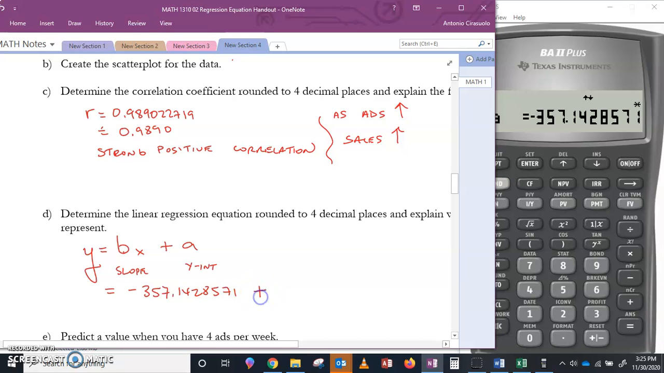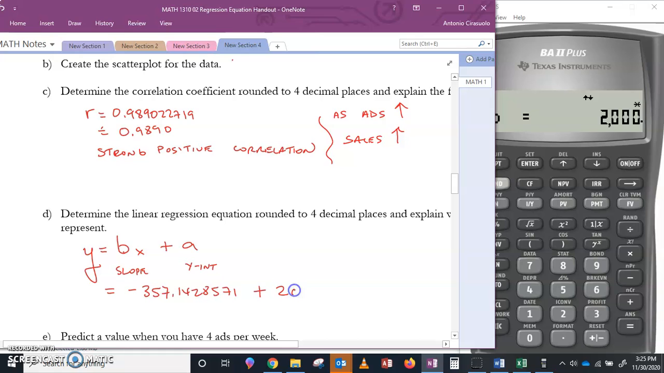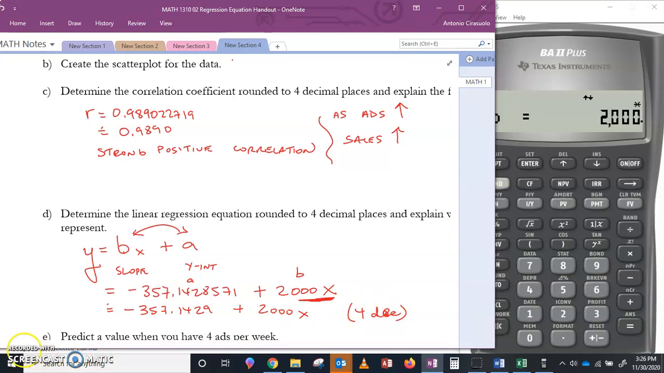0.1428571 plus 2,000. That was your B. So you put your X, right? So A and B. I changed the order, but as long as we make sure that the X is next to the slope, then everything's fine. Next, I'm going to round, and this is minus 357.1429 plus 2000x, and that's 4 decimal places, as was mentioned. Round to 4 decimal places.